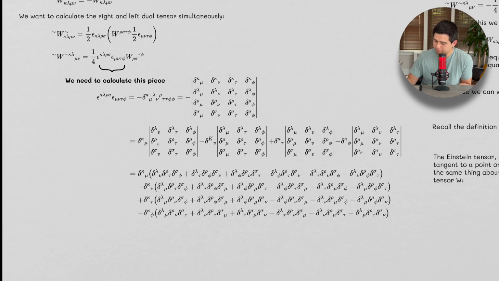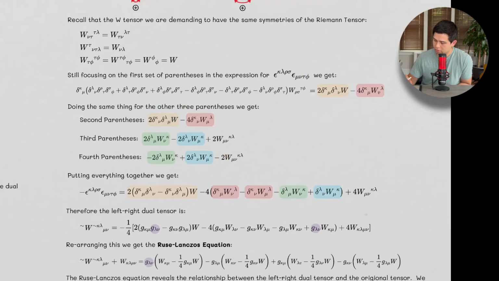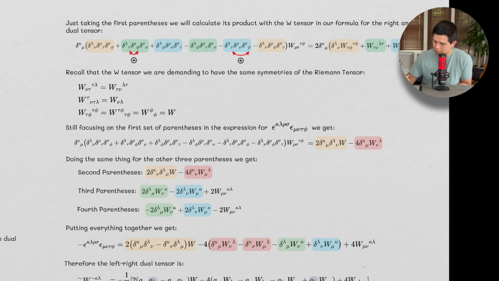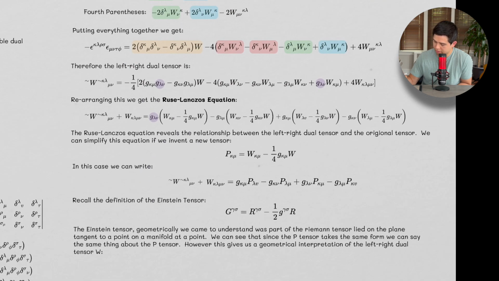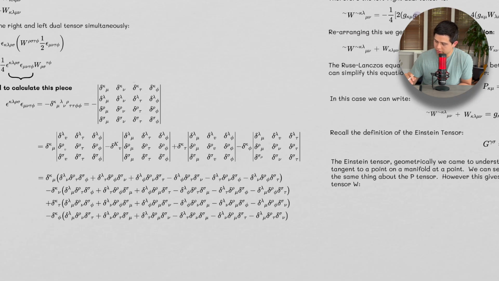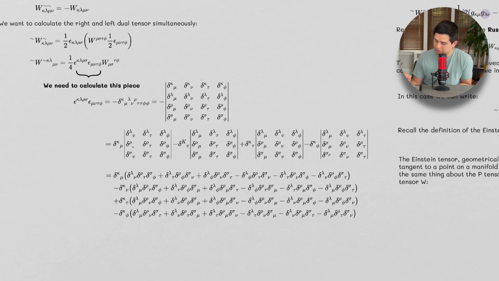So to do that, I'm going to try to go through this fast. You can pause the video if you want, but this is just a side calculation that we need to do to get us to the place we want to get to. And the place we want to get to, I'll just skip ahead really quick, right here. This is our Ruse-Lanczos equation. But with that being said, let's go through this.